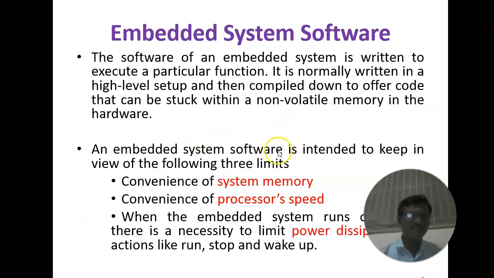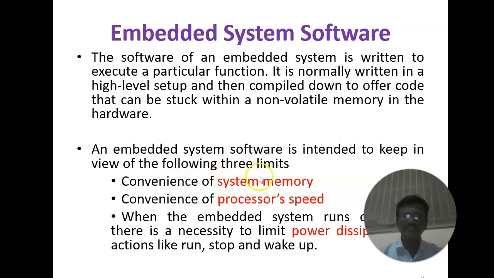Then the software is intended to keep in view the following three limits. That is, when you are using this embedded system software, it has three limits. So what are those three limits? First of all, the convenience of system memory.